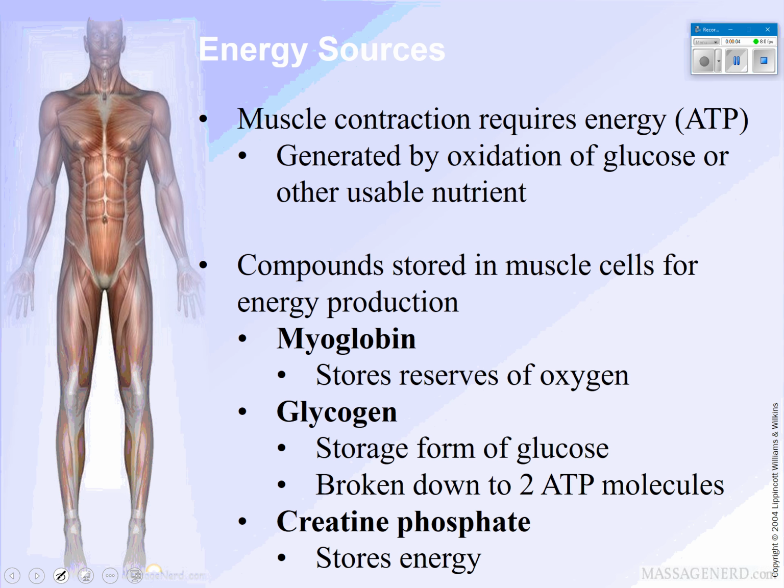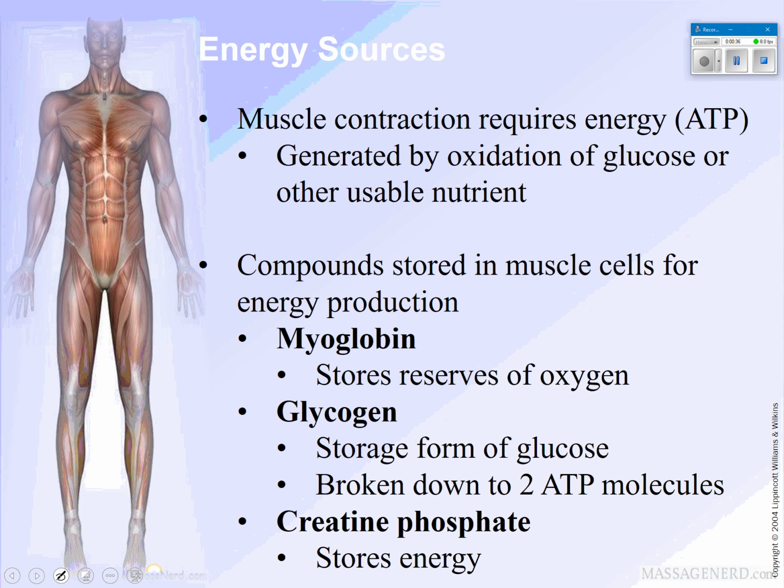Okay, part 4 of chapter 9. You have, of course, your energy sources. Your muscle contraction requires ATP, which is generated by oxidation of glucose or other usable nutrients, compounds stored in your muscle cells for energy production. You have your myoglobin, which binds extra oxygen and then releases it when it is needed. So it stores your reserves of oxygen for you.